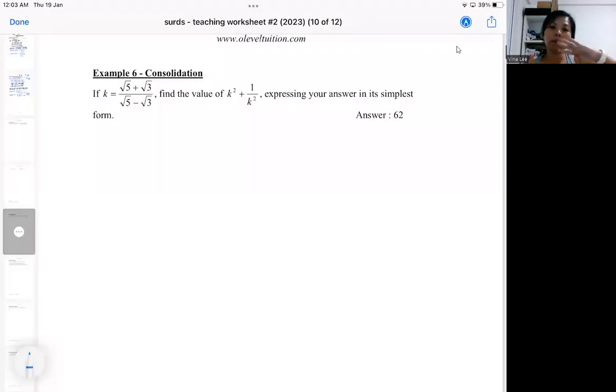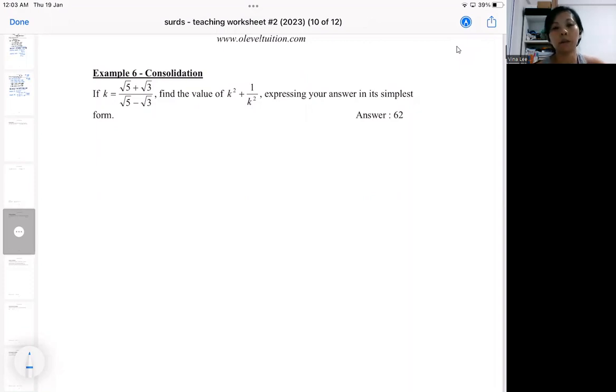So after learning, like I mentioned, surds is divided into 4 blocks. By the time you hit example 4, you should have completed the 4 blocks of ideas. When it comes to the consolidation part, it will just be a mixture of everything. If you just look, this one is a very simple question. It's a very short question.